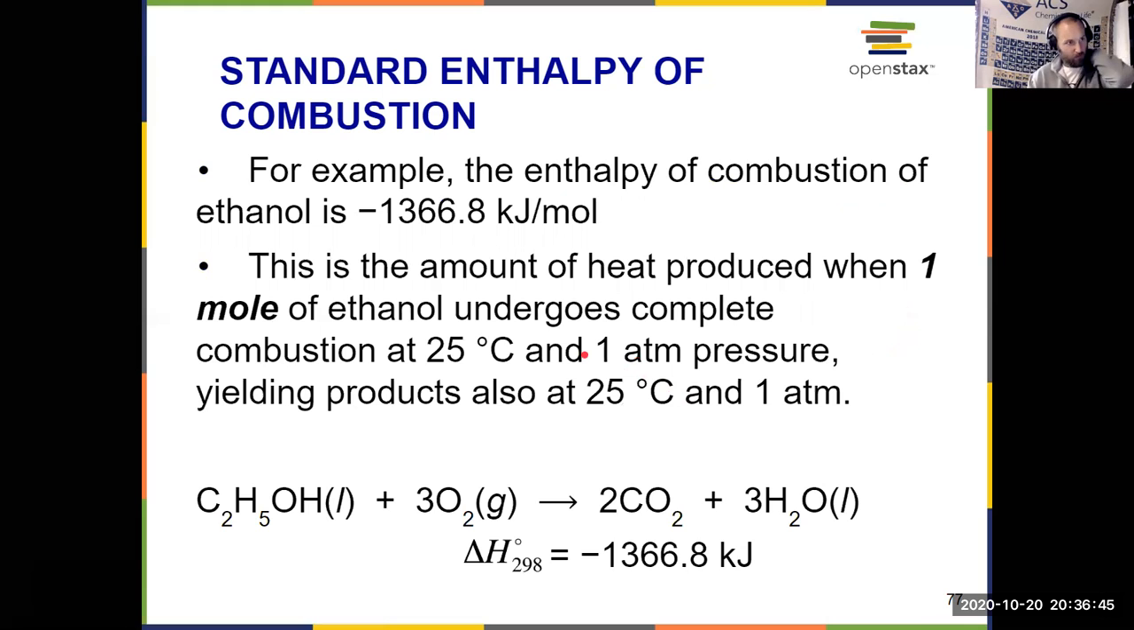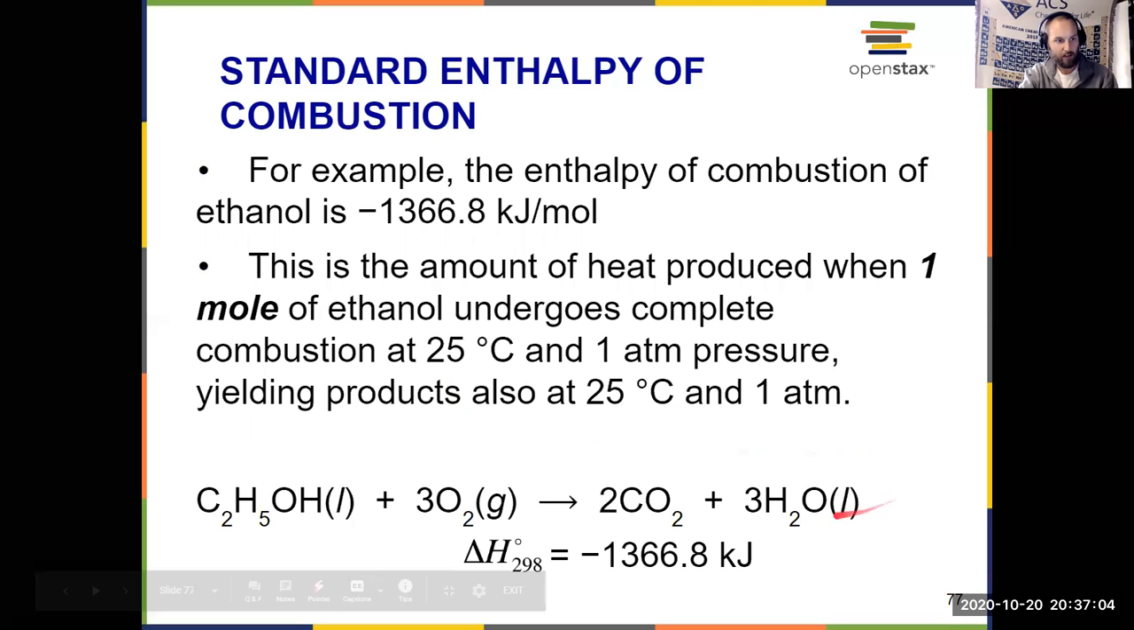The enthalpy of combustion of ethanol is negative 1366.8 kilojoules per mole. So that tells me when exactly 1 mole of ethanol combusts under standard state conditions, it produces 1366.8 kilojoules of heat.